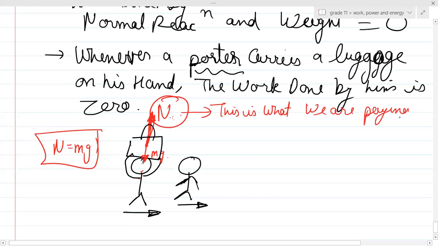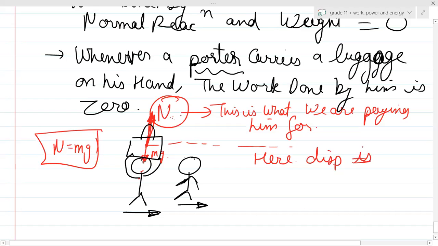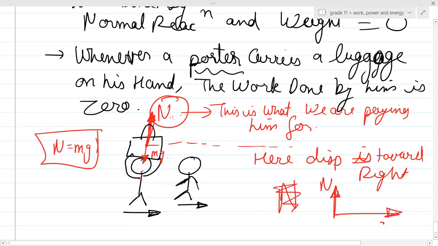Please remember, the work done is different. Can you see in this case the displacement? The bag is going towards right. Yes or no? Force and displacement are perpendicular. Here, displacement is towards right. The normal reaction is acting upwards. So normal reaction is upwards, the displacement is towards right.